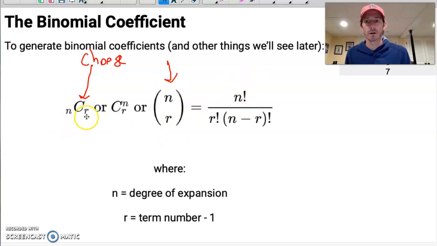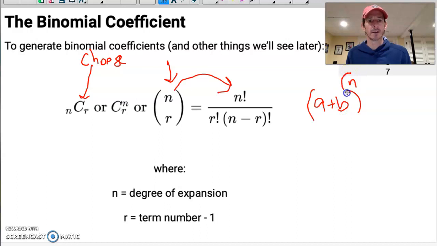That n choose r, all three of these are the same, is the n factorial, so whatever is your top number, and n is always going to be greater than or equal to r. And then the bottom is r factorial and n minus r factorial. And again, n is going to become our degree of expansion, so in our problem it'll be something along the lines of, if I go back to our old notation, a plus b to the n, n is our degree that we're expanding, and r is the term number minus 1. So that minus 1 is important because, remember, there's one more term in a binomial expansion than the value up here. So that's going to help us with that.